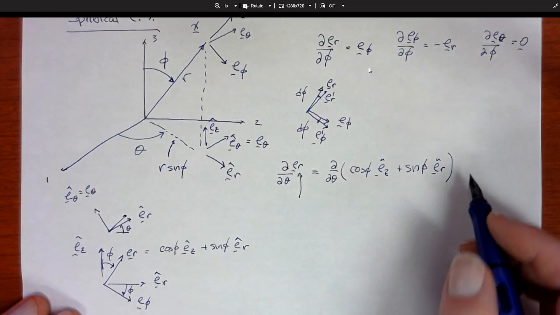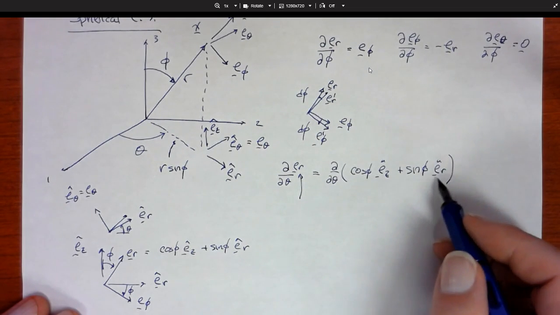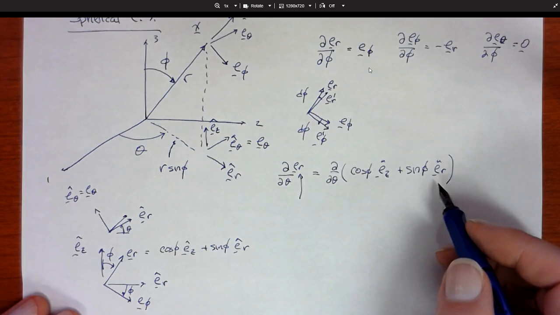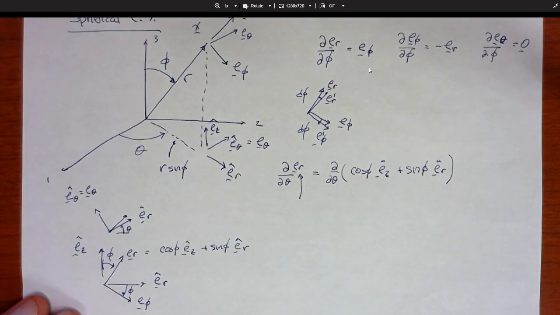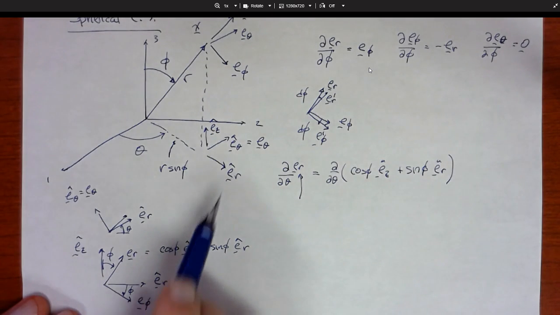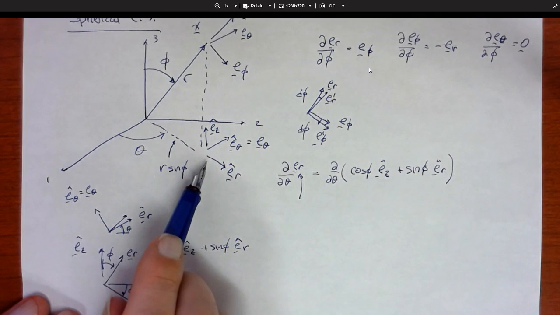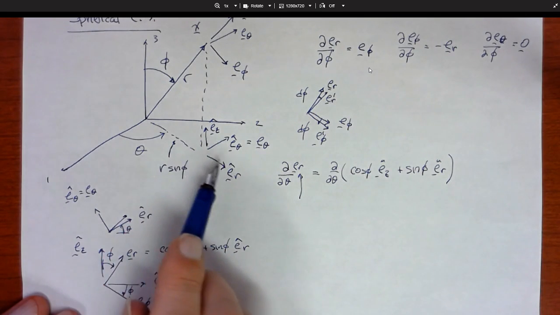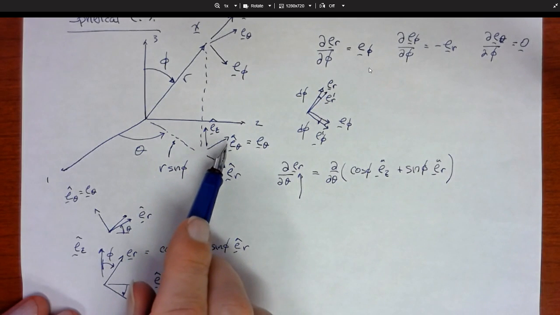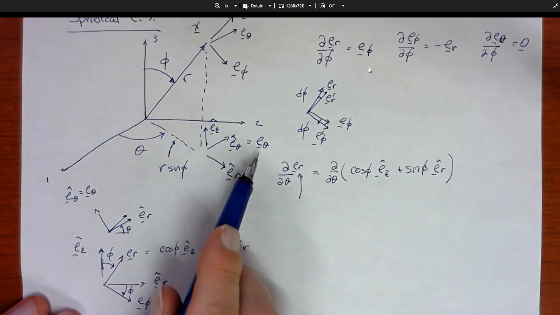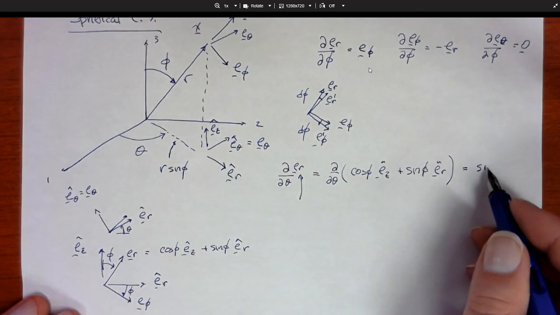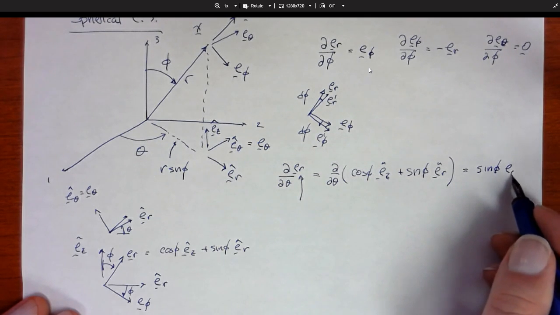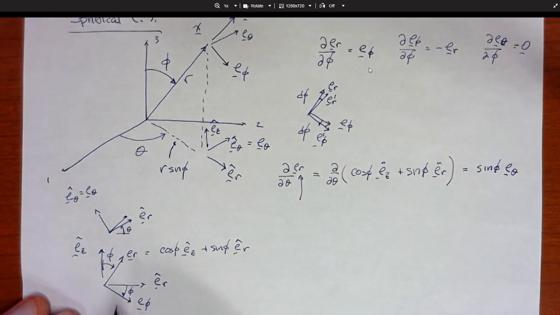And the only thing we're going to get here is that ER hat, when we change it by theta, moves in the E theta hat direction, right? As we move ER hat with respect to theta, it goes into the E theta hat direction, which is actually equal to E theta. So this term will disappear, and all we're going to get here is sine phi in the E theta direction. And this is the E theta in the spherical coordinate system.